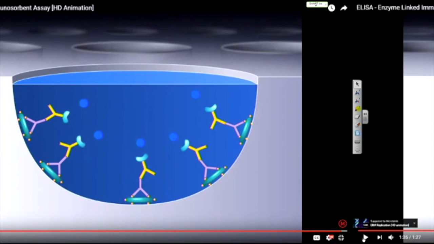Okay, does that make sense? Do you see the use of two antibodies there? Kind of like with the Western blot, the primary and the secondary? Okay, good.